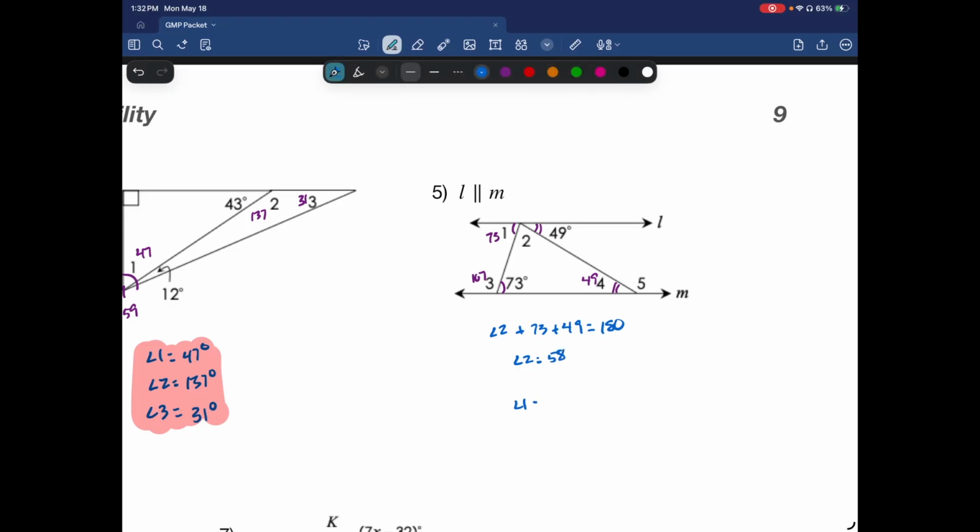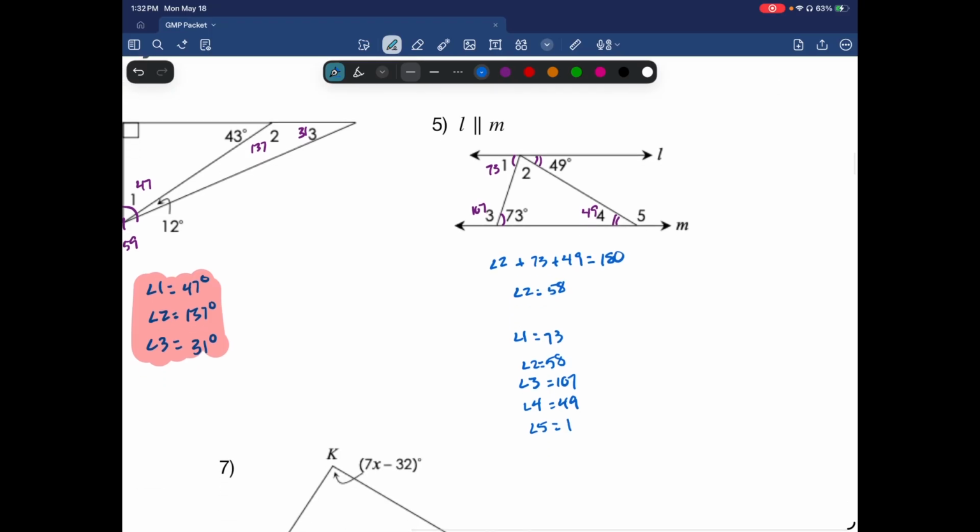Okay, and so angle 1 is 73. Angle 2 is 58. Angle 3 was 107. Angle 4 was 49. Angle 5 is going to be 180 minus 49, which is going to be 131.